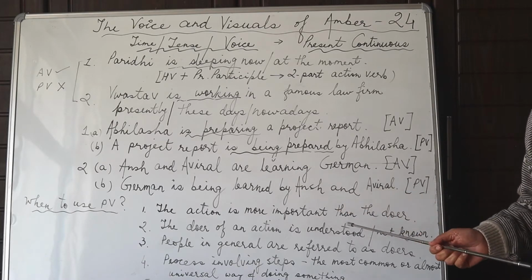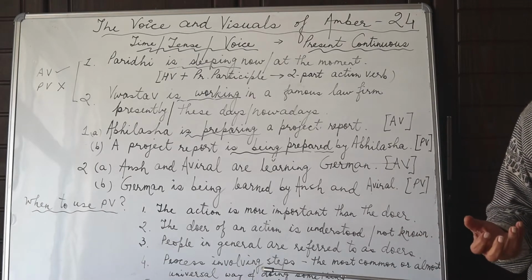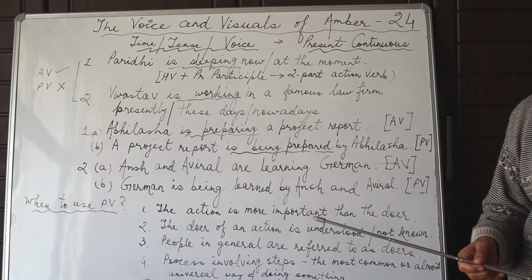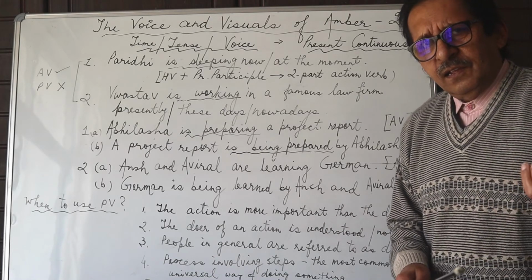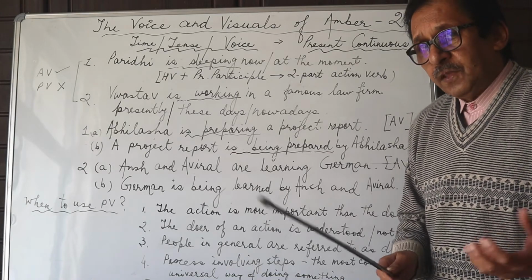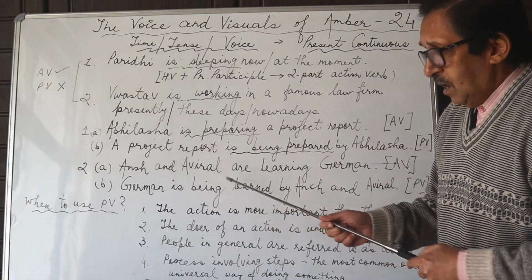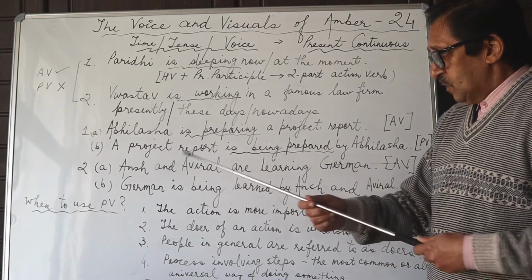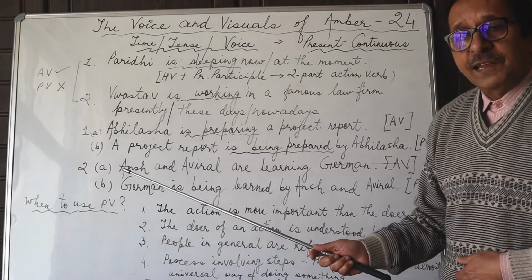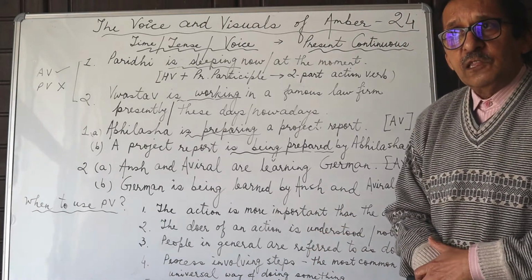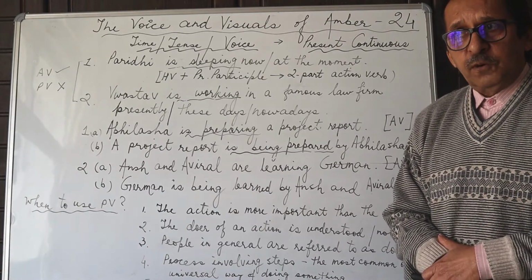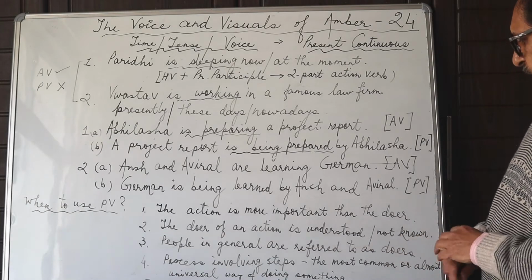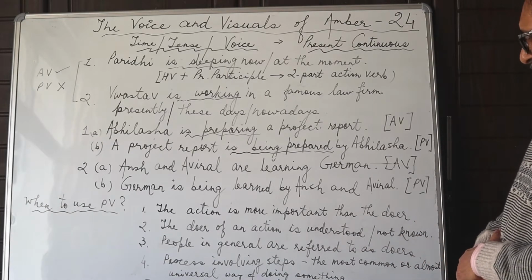Otherwise it looks very, very stilted. German is being learned by Ansh and Aviral, as if German is important over here. But no, what is more important is who is learning German. So Ansh and Aviral are learning German. In this particular case, I would recommend that this sentence need not be written or spoken in the passive voice. Then the second case is when the doer of an action is understood.